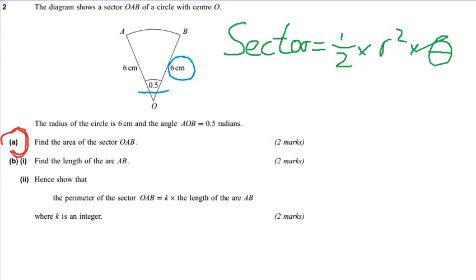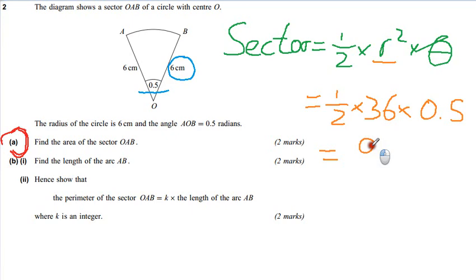So we get half times 6 squared, here's 6 squared, so 36, times our theta, which is 0.5, which is half again. So 36 times half is equal to 9. That's the answer to question A. Good, so let's move straight on to question B, part I, part 1.